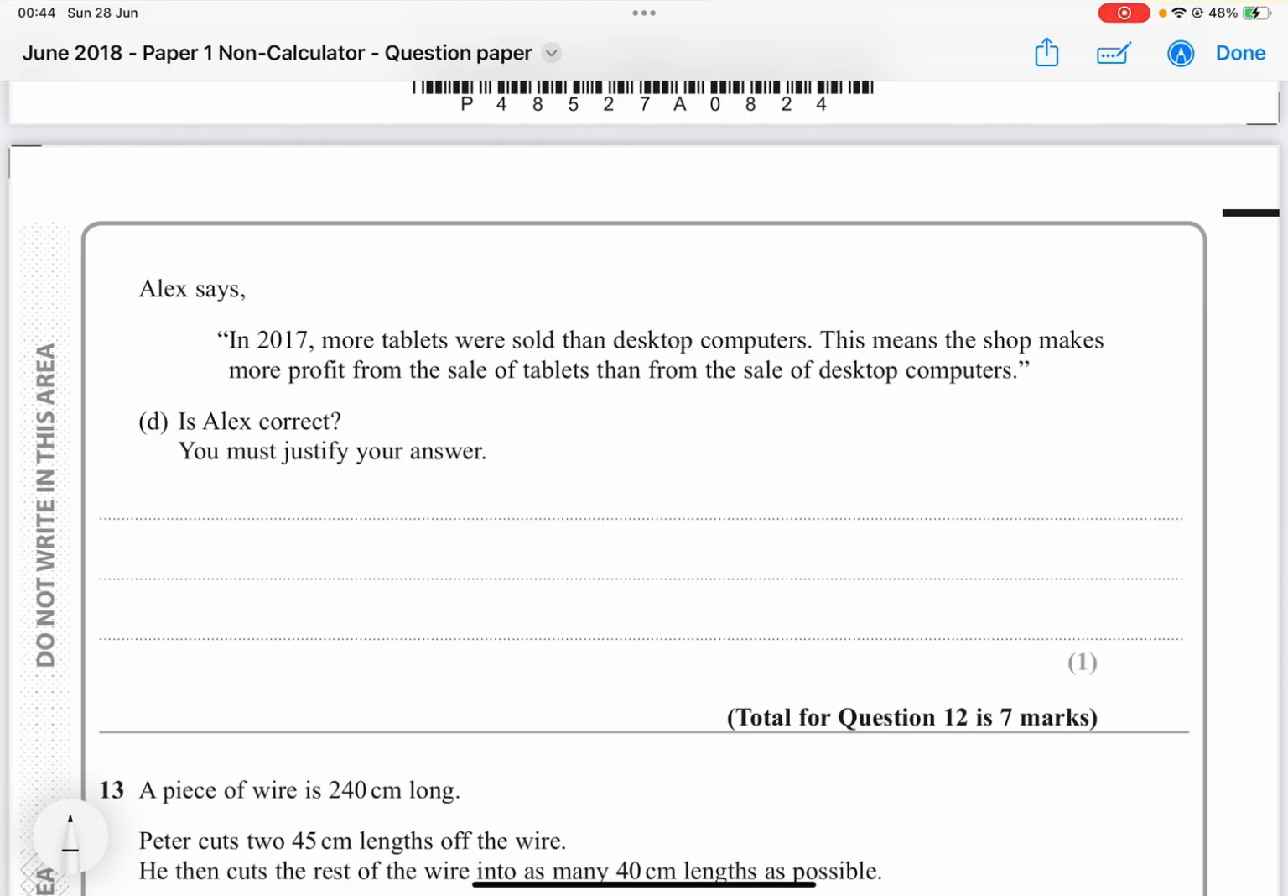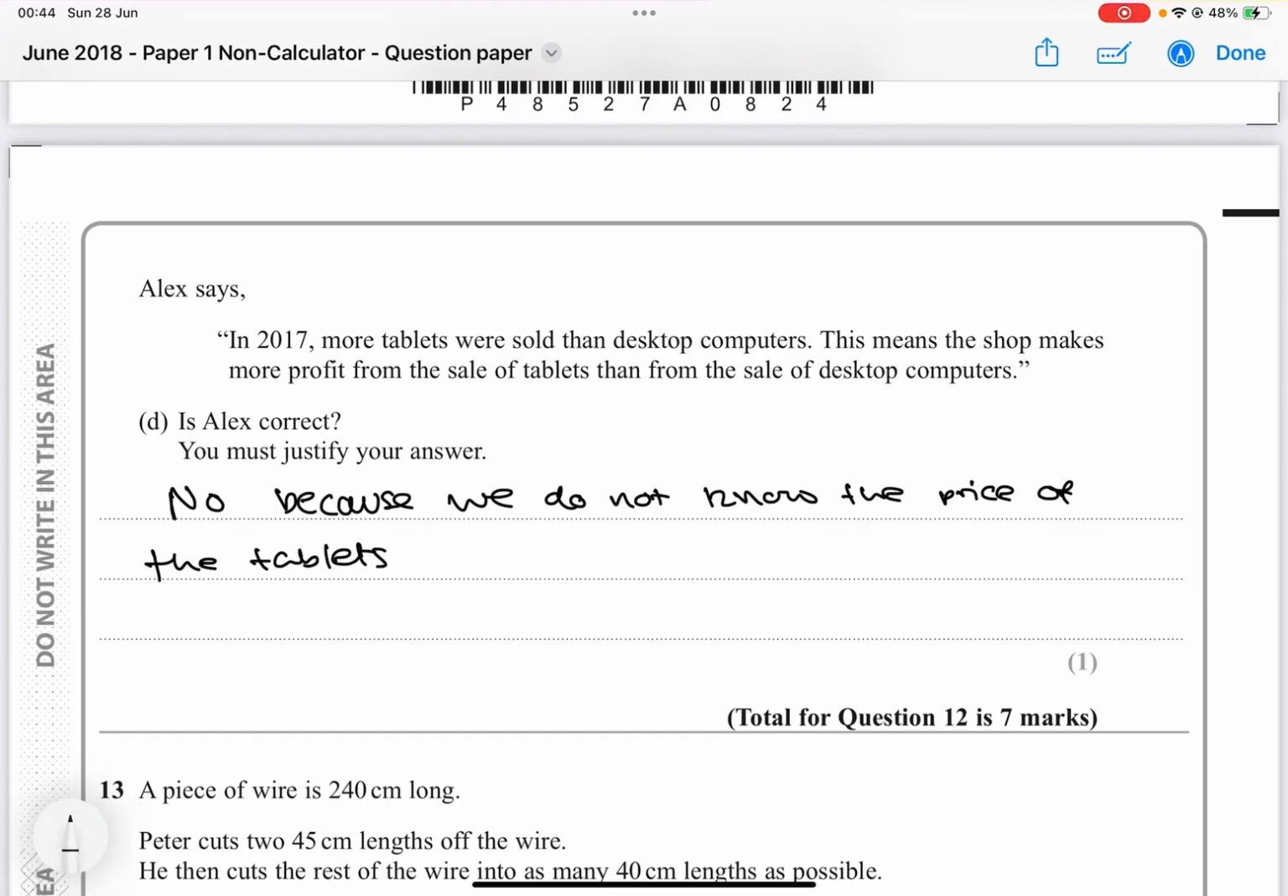So we could say no, because we do not know the price, okay, of the tablets and desktop computers. There we go.